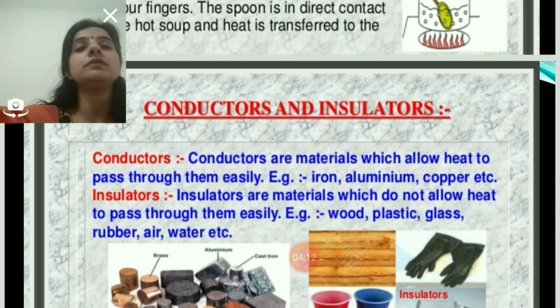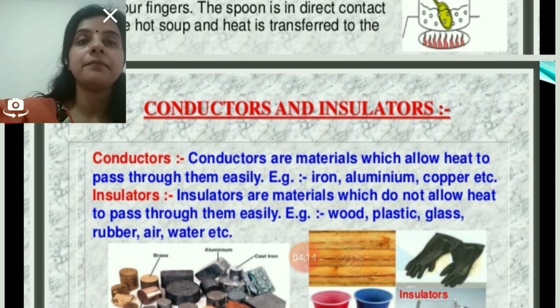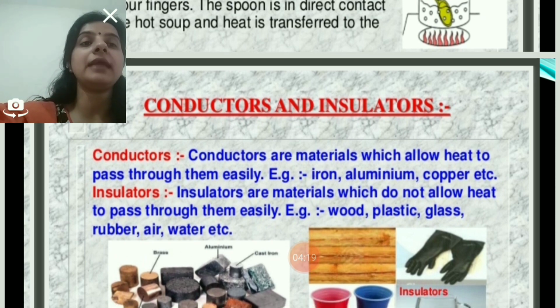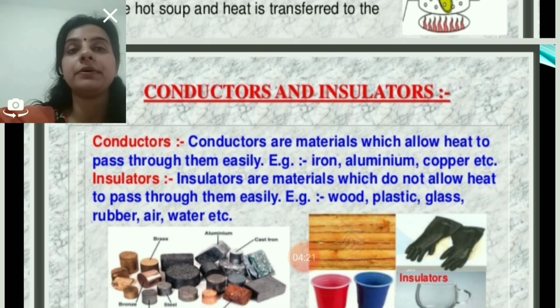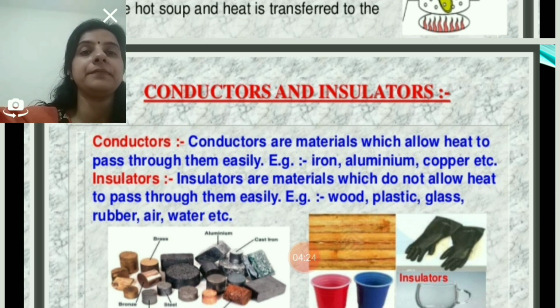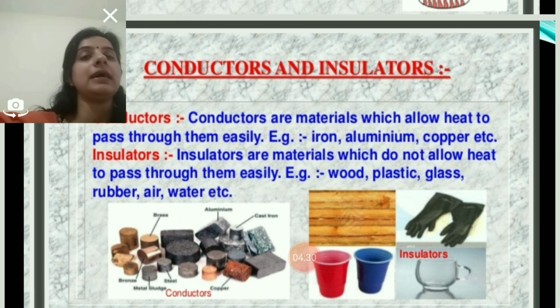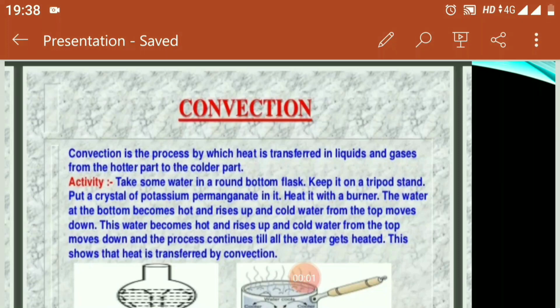Now there are some materials which allow heat to pass through them. Those materials are called conductors, like iron, aluminium, copper, most of the metals, etc. Some materials which do not allow heat to pass through them are called insulators, like wood, plastic, glass, rubber, etc. As conduction takes place only in solids, what about liquids and gases? In liquids and gases, heat is transferred by another method, that is convection.